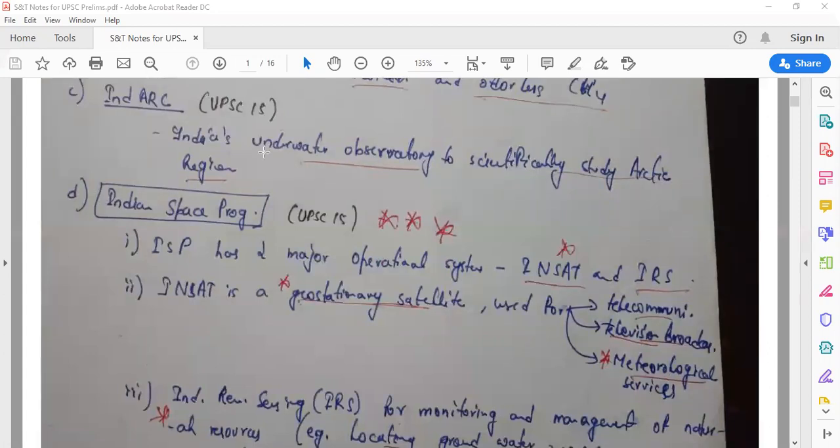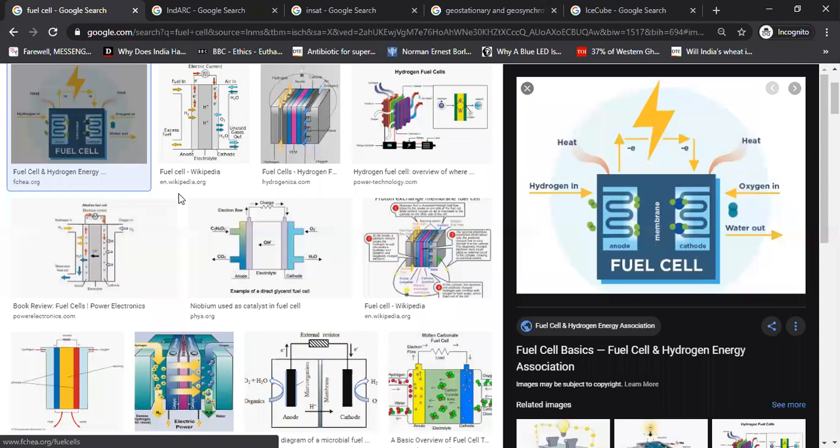So IndARC is India's underwater observatory to scientifically study the Arctic region. And it is actually located in Norway. So if you want to see IndARC, we can see IndARC also. It looks like a big balloon, but that's not exactly what it is. It's an underwater observatory.